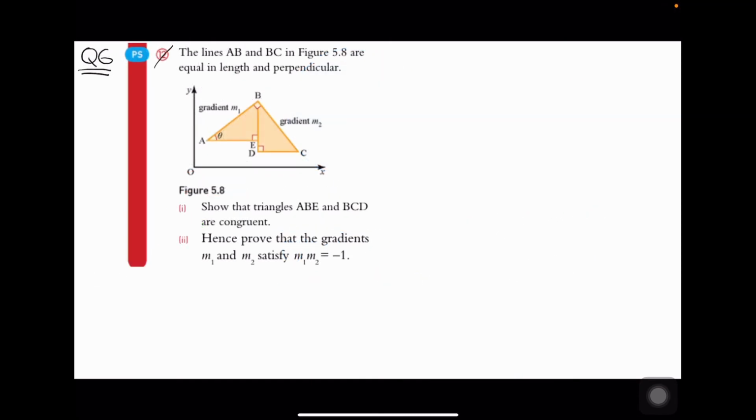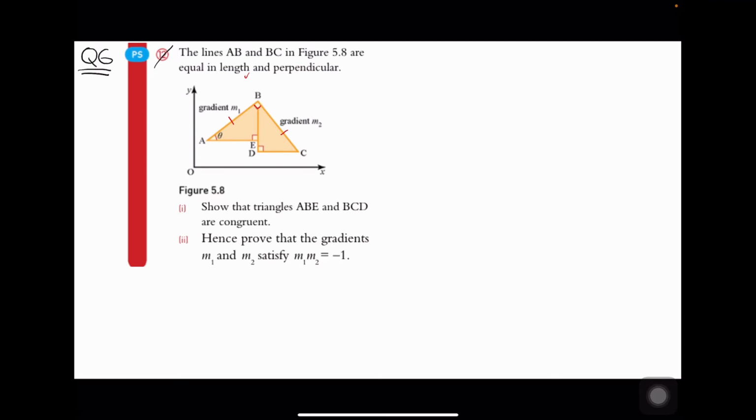Question 6, we have two right-angled triangles. The lines AB and BC are equal in length. Okay, so I'll add these lines here, these dashes. Equal in length and they're perpendicular. So there's a right angle here. Show the triangles ABE and BCD are congruent.